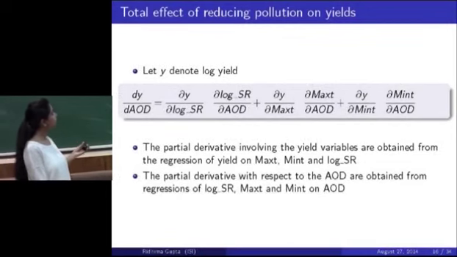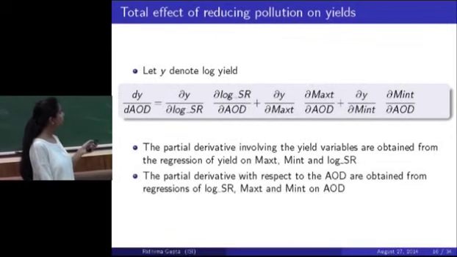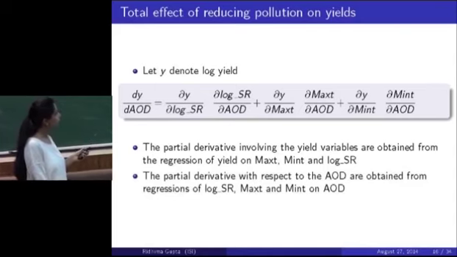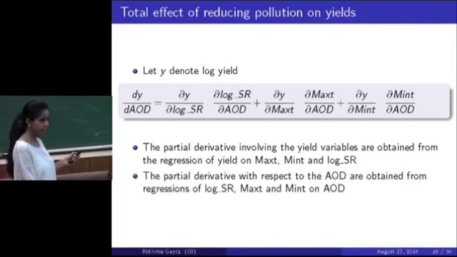Now coming to the effect of reducing pollution on yields. That's the total impact, and it works through 3 channels. One is solar radiation, one is maximum temperature, and one is minimum temperature. To get this partial derivative, we can get it directly from this regression, and we're using the coefficients in column 1. So we have a linear trend and district fixed effects. All these coefficients are estimated from the yield regressions.